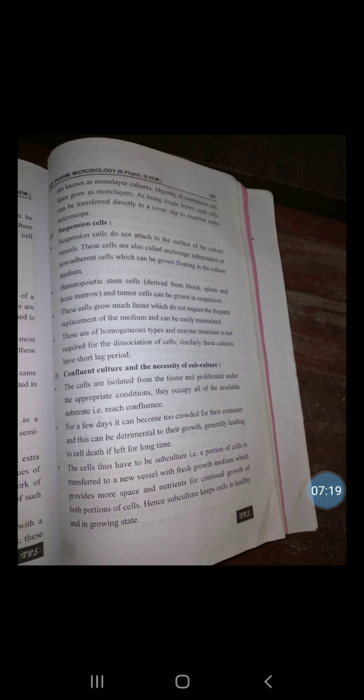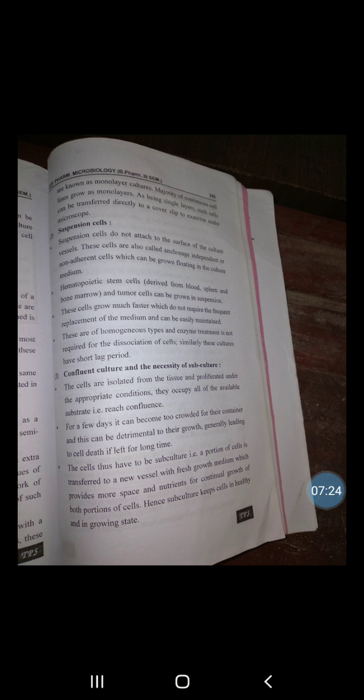The cells are isolated from tissues and proliferated under the appropriate conditions. They occupy all the available substrate, that is, reach confluence. Then after a few days it can become too crowded for the container, and this can be detrimental to their growth, generally leading to cell death if left for a long time. The cells thus have to be subcultured, that is, a portion of cells is transferred to a new vessel.